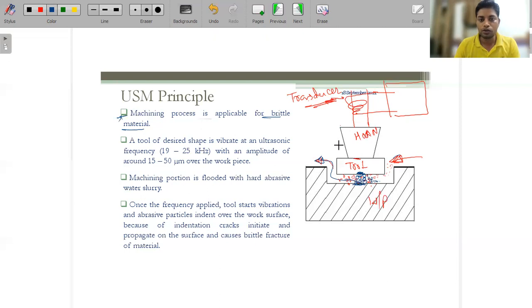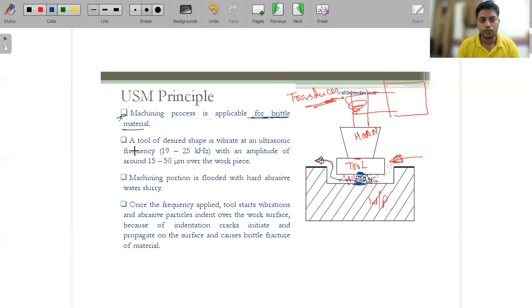Okay, if we take an example of brittle material, then there will be removal of the material by using this process. But if we consider ductile material, then there will be no removal of the material, because the amplitude generated by this ultrasonic frequency is also small. That's why we cannot use this process for ductile material. Please keep in mind, this is very important. This process is applicable only for brittle material.